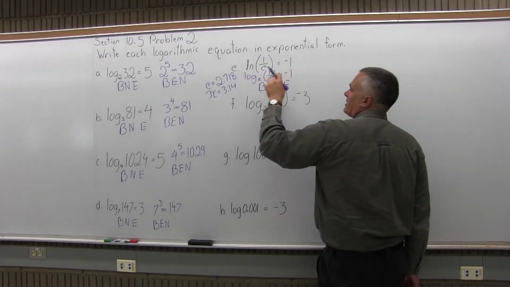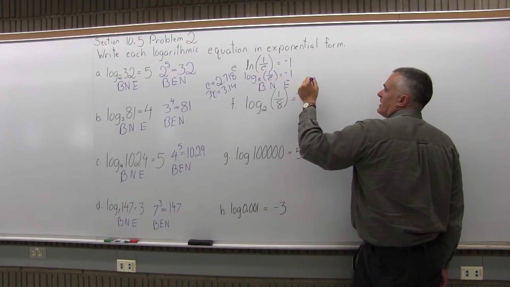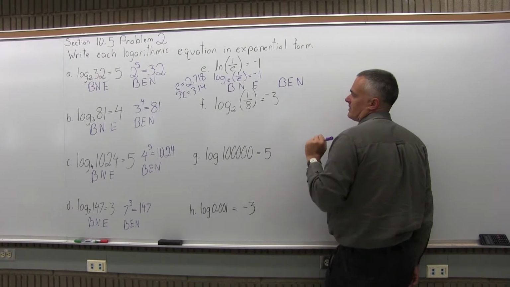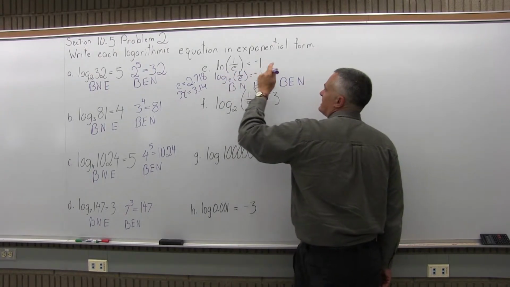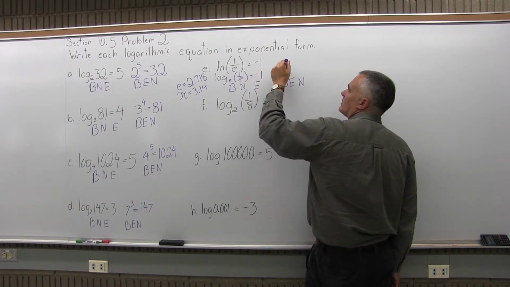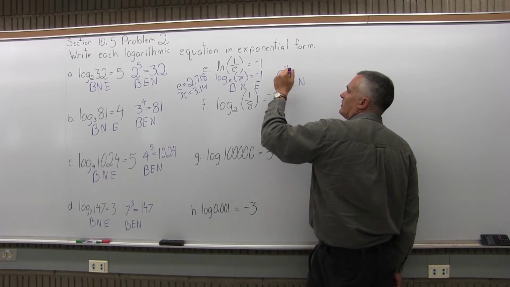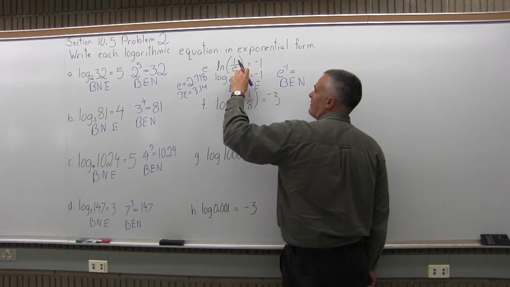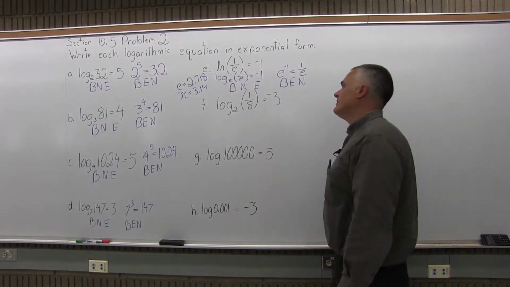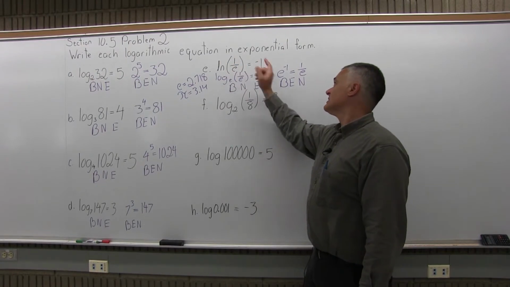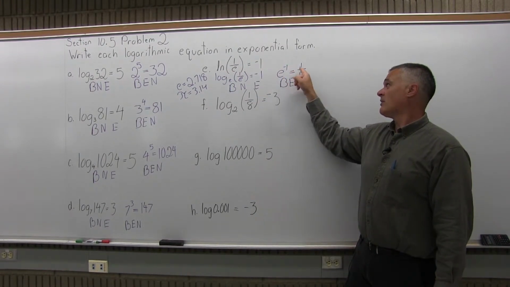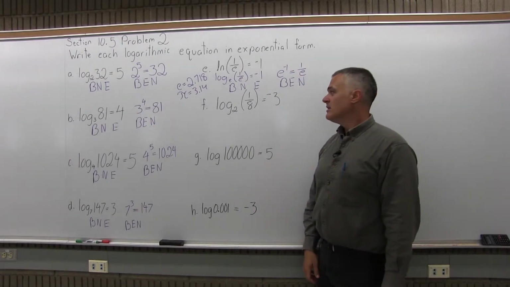So I'm going to change that B-N-E from the log form to B-E-N, Ben, for the exponential form. So the base was e. Then we put the exponent. The exponent was -1. Then we write equals, and then the number is 1 over e. So in the end, the natural log of 1 over e equals -1 can be written in exponential form as e to the -1 power equals 1 over e.